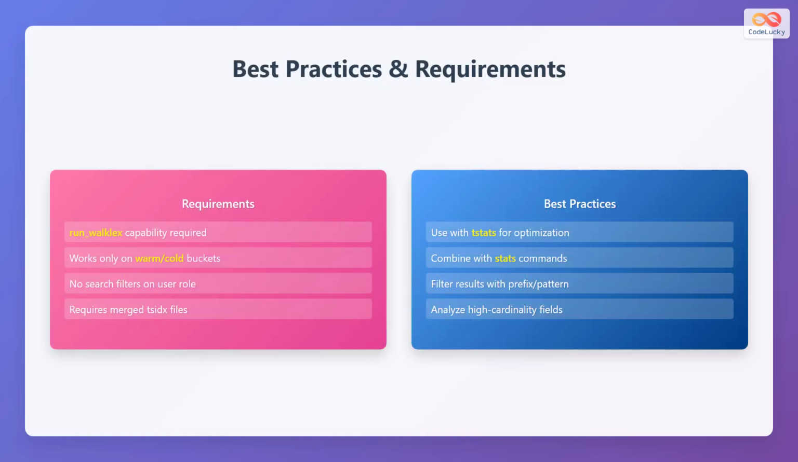Before using walklex, ensure you meet the requirements. Your user role must have the run_walklex capability, and it only works on warm and cold buckets, not hot buckets. Additionally, if your role has search filters applied, you won't be able to run walklex commands. For best practices, always use walklex in combination with stats for optimization, combine results with stats commands for better analysis, filter your results using prefix or pattern parameters to focus on relevant data, and use it to analyze high cardinality fields that might impact search performance. Following these guidelines will help you get the most value from the walklex command.